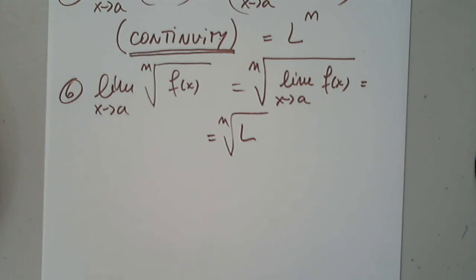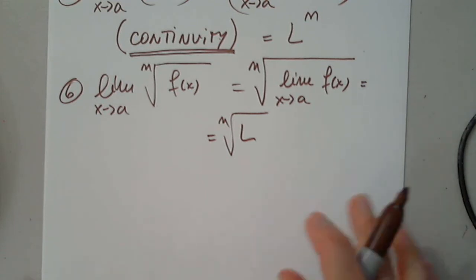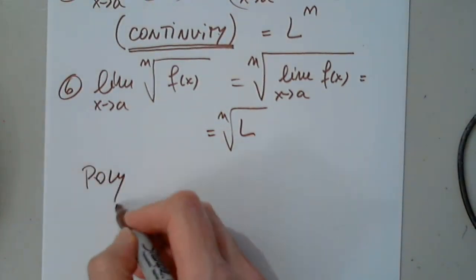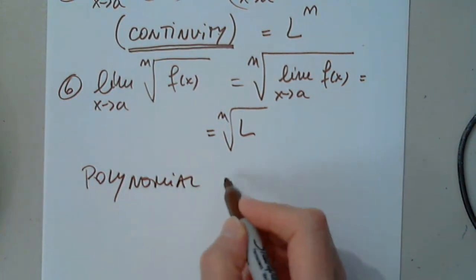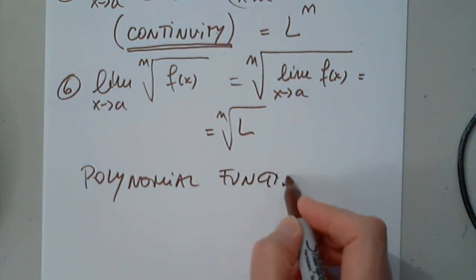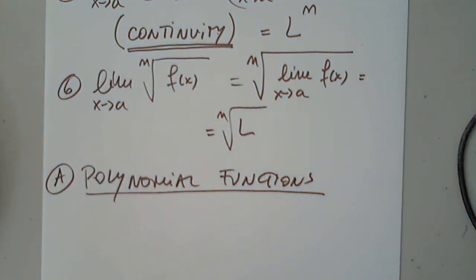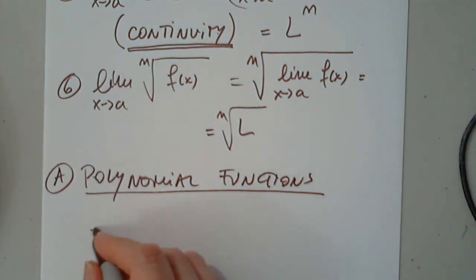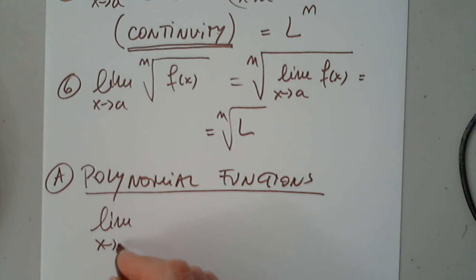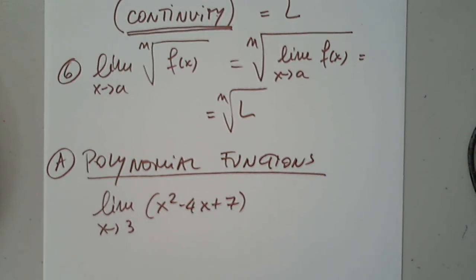So let's start simple. Let's start with polynomials. 9 through 16. Polynomial functions. 13. So this is the first category. You said 13. Very good. So the limit as x approaches 3 from either side, x squared minus 4x plus 7. Awesome pick. Great job.